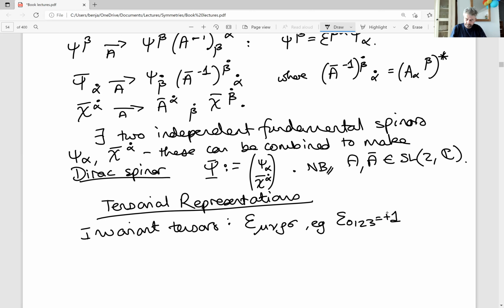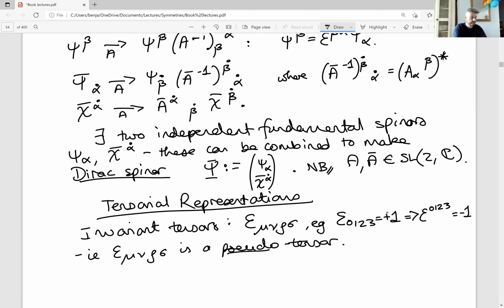Okay. Then this implies, by raising all the indices with the Minkowski metric eta, that epsilon with the indices upstairs is -1. So you have to be careful. And tensors which have this property, where there's a sign change going from bottom indices to top indices, are called pseudo tensors, rather than a tensor. So that's one invariant tensor.